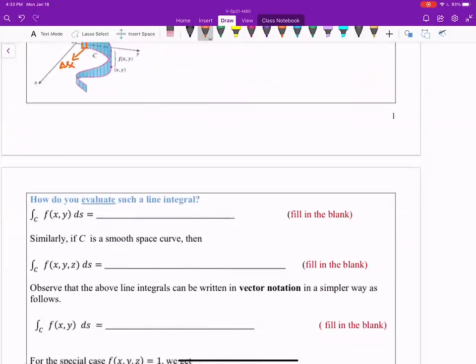How do you evaluate such a line integral? Integral over C of f(x, y) ds can be written as an integral from a to b, where a and b are the endpoints of the parameter t. Imagine writing x and y in parametric form, x as a function of t and y as a function of t, with t running from a to b. So you have f of x(t), y(t).